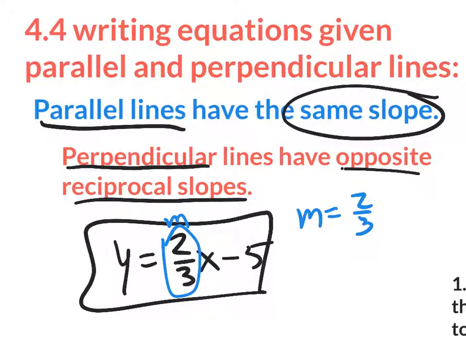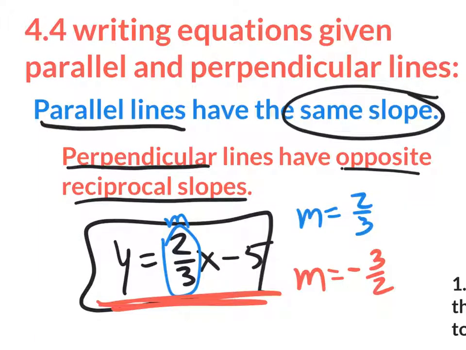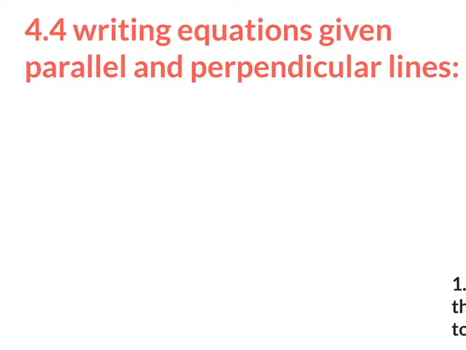Now, what if I told you your equation is perpendicular to this one right here? What would the perpendicular slope be? It would be -3/2. We need to know that. If you don't know that, this whole section is going to go out the window, right? Parallel lines have the same exact slope. Perpendicular lines have a negative reciprocal slope, or opposite reciprocal slope. Okay, so let's take this knowledge and work through a practice problem.